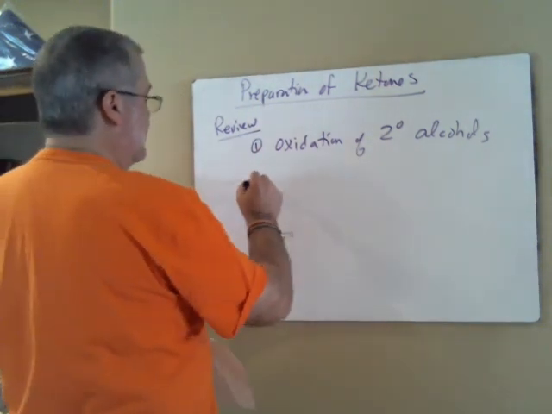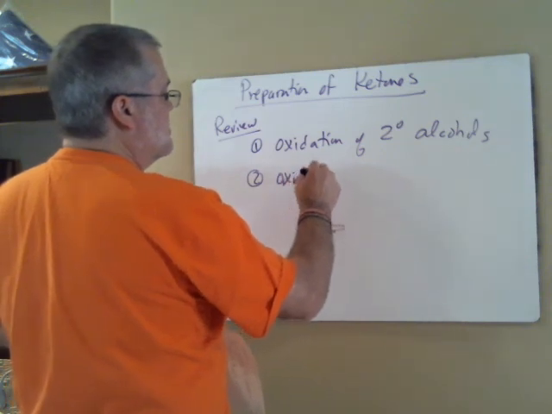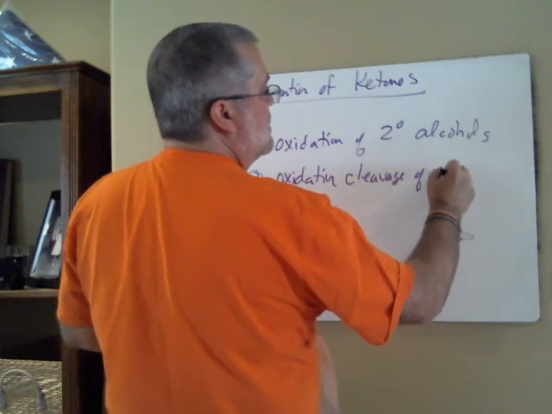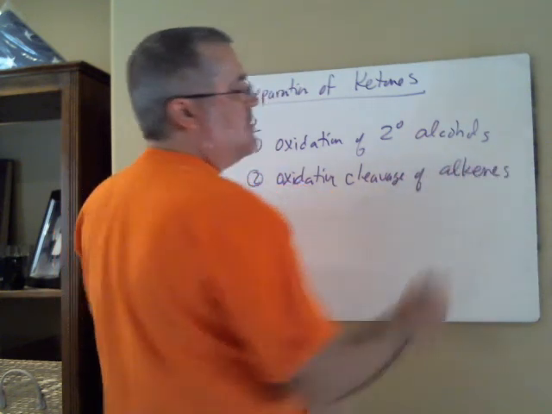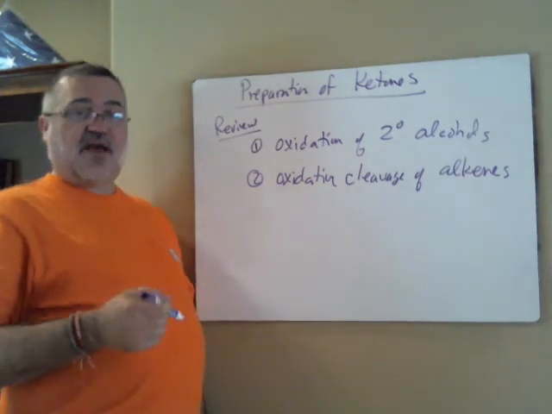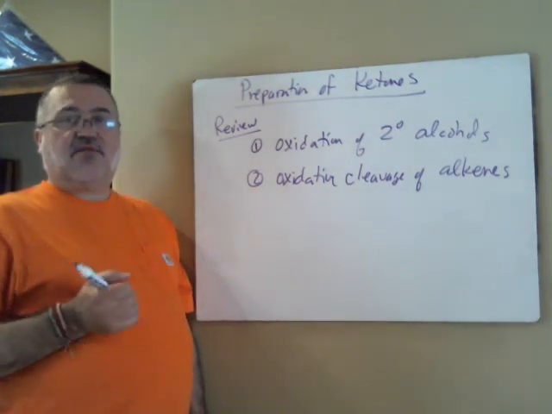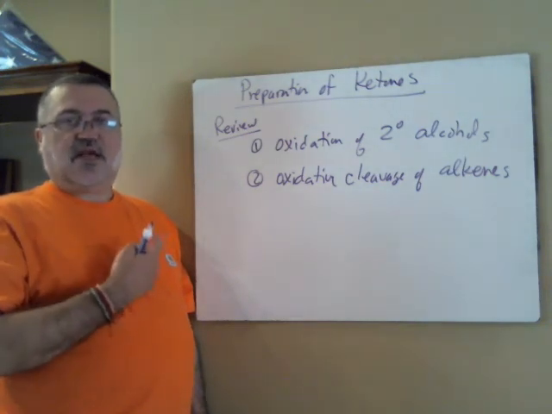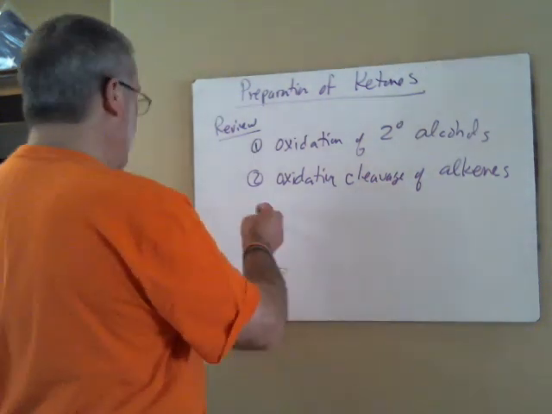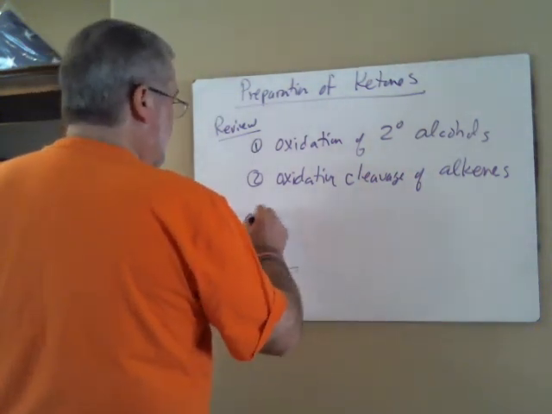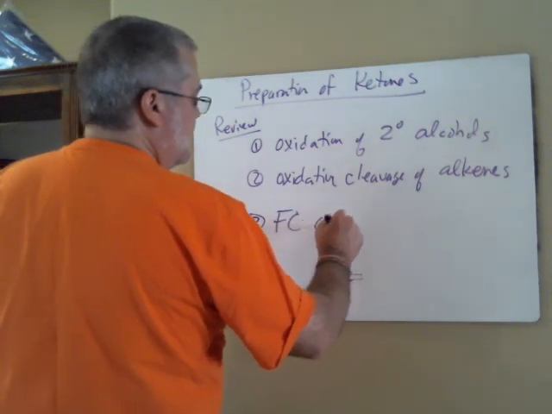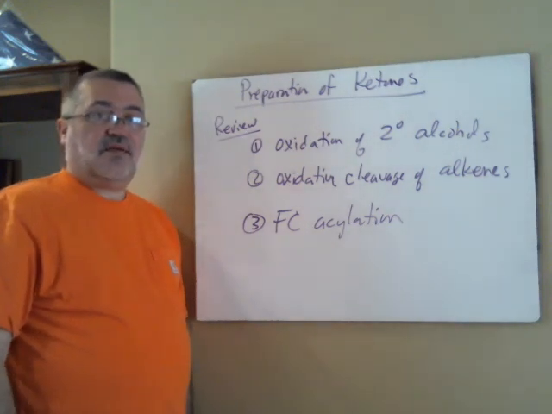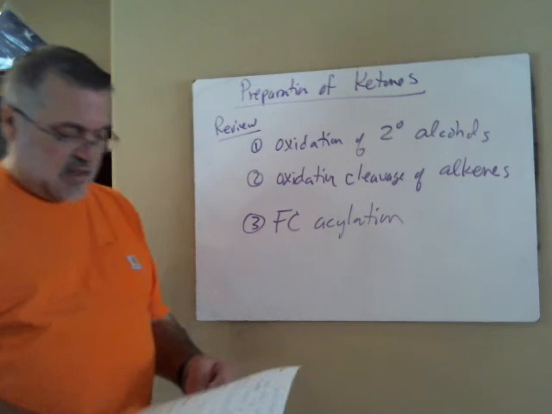The second is oxidative cleavage of alkenes. Same thing we saw with the aldehydes, but remember when you have an alkene, if it doesn't have a vinyl H on the alkene carbon, then when you do the cleavage, it's a ketone that forms. Okay, so again, that's review. And then the third is Friedel-Crafts acylation, right? We've seen this already. Okay, can you think of any others?